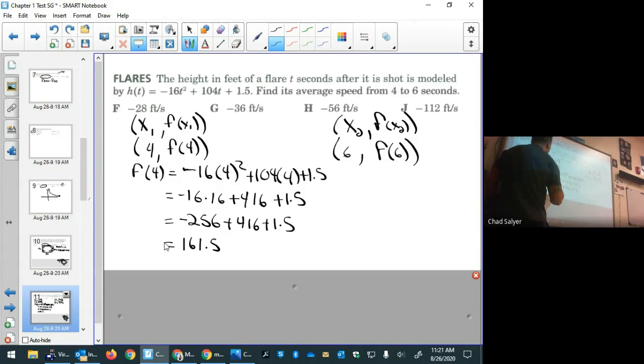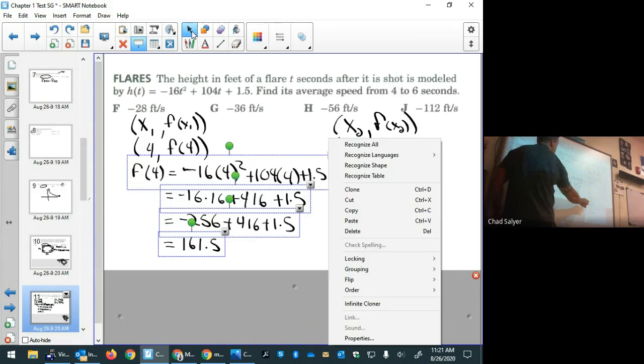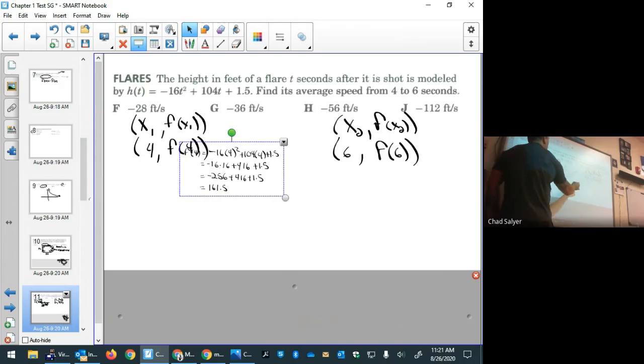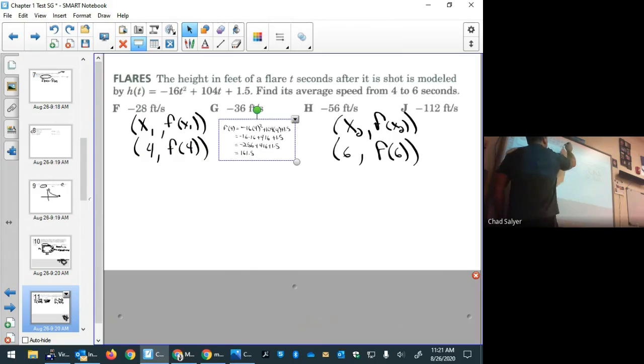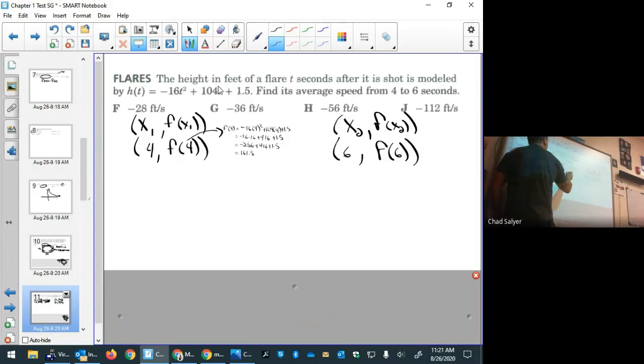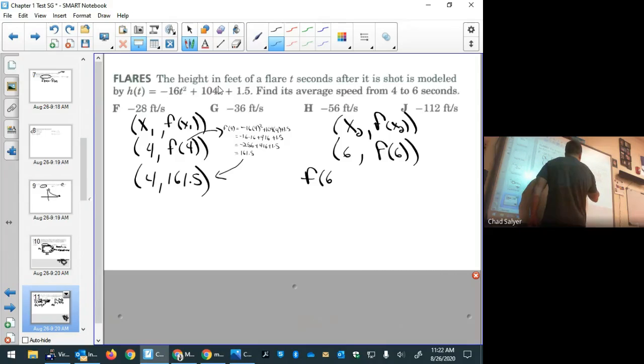So I have my first point, which is, and I'm going to shrink this stuff, so I have 4, 161.5, like so.